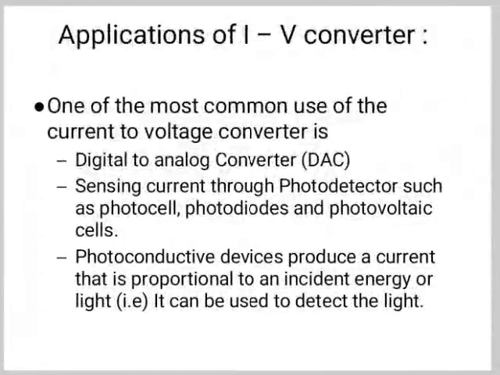Next is applications of the I to V converter. One of the most common uses of the I to V converter is first, digital to analog converter. Second, sensing current through a photodetector such as a photocell, photodiode and photovoltaic cell. And the third is that photoconductive devices produce a current which is proportional to incident energy or light, and it can be used to detect the light.